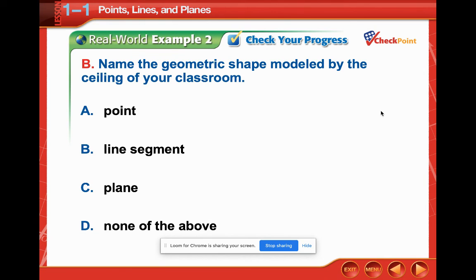All right. Name the geometric shape modeled by the ceiling of your classroom. I know you guys aren't in the classroom right now, but take a second and think about what the ceiling of the classroom is. Is it a point, line segment, or plane? All right, hopefully you figured out that it is indeed a plane.